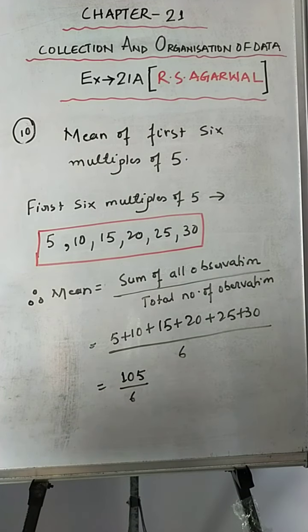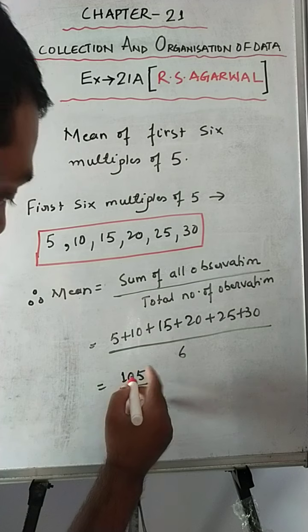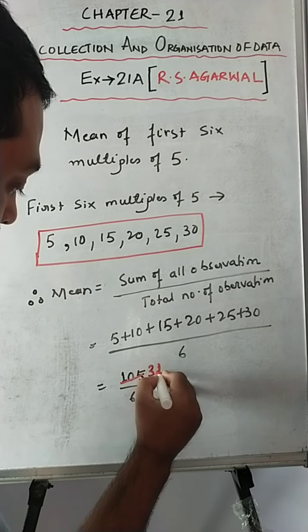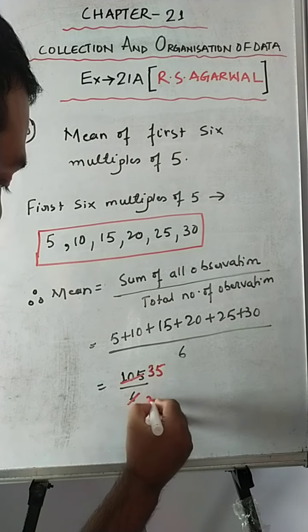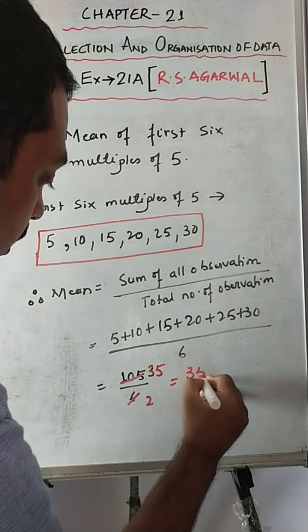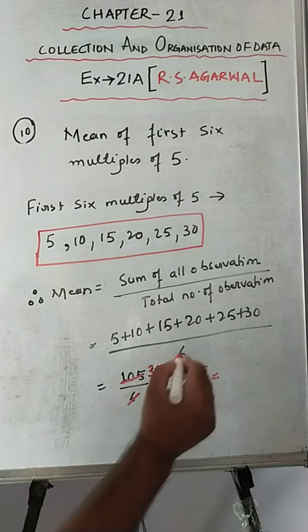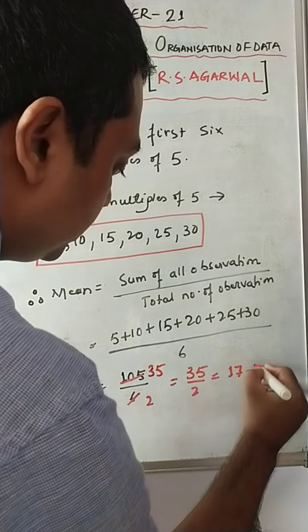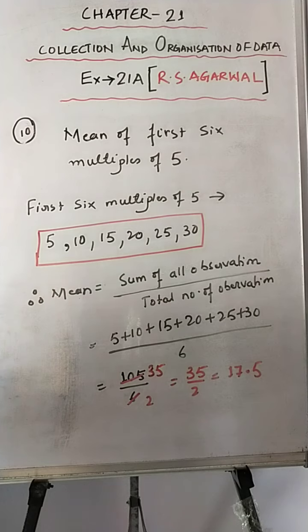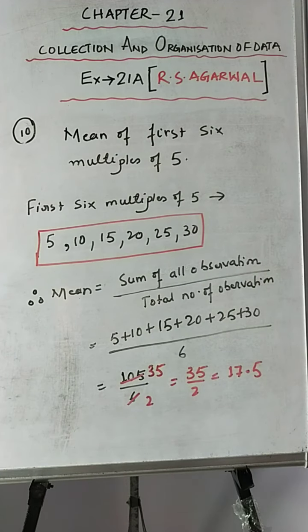Now these two numbers can be reduced by 3. That means 3 threes are 9, 3 fives are 15 and 3 twos are 6. So it will be 35 by 2, and if you divide it further, your final answer will be 17.5, students. Now let's move on to the last sum of today's session, question number 11.